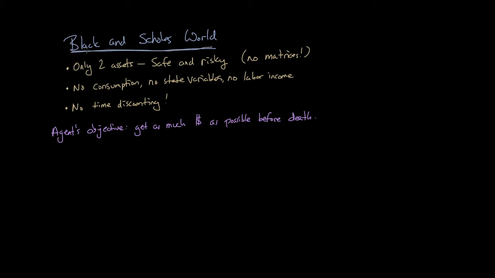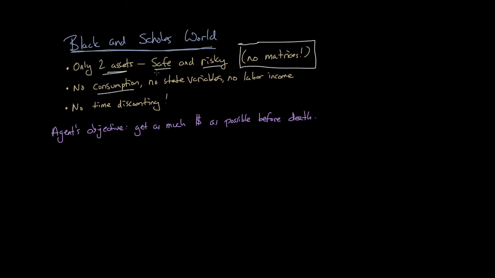So here are our assumptions. There are only two assets in the economy. There's going to be one safe asset, like a bank deposit, and one risky asset, like a stock. So no more matrices, which is nice. I was making all kinds of errors with transpositions and matrix multiplication. We don't have to worry about that anymore.